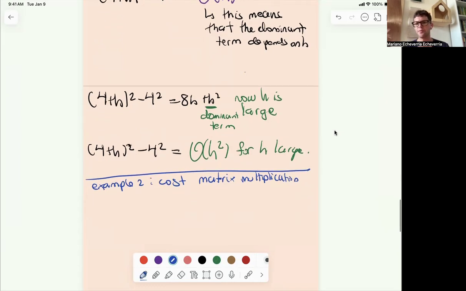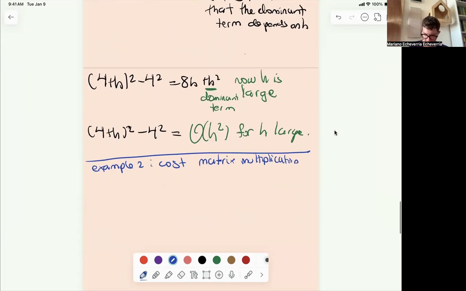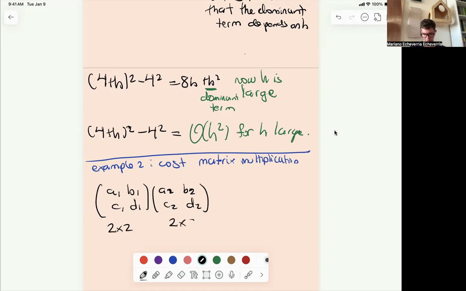So let me just do it for the 2 by 2 case to make it easier. Let's say you have two by two matrices. I won't think too much about the names. I'll call them A1, B1, C1, D1, and you're multiplying that by another 2 by 2 matrix, which is A2, B2, C2, D2.